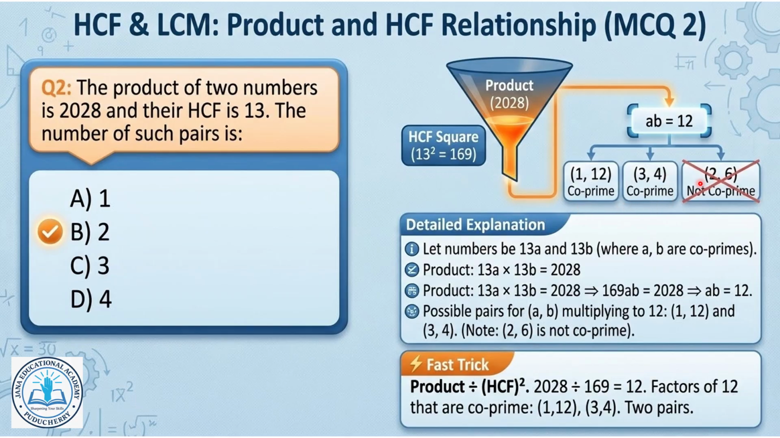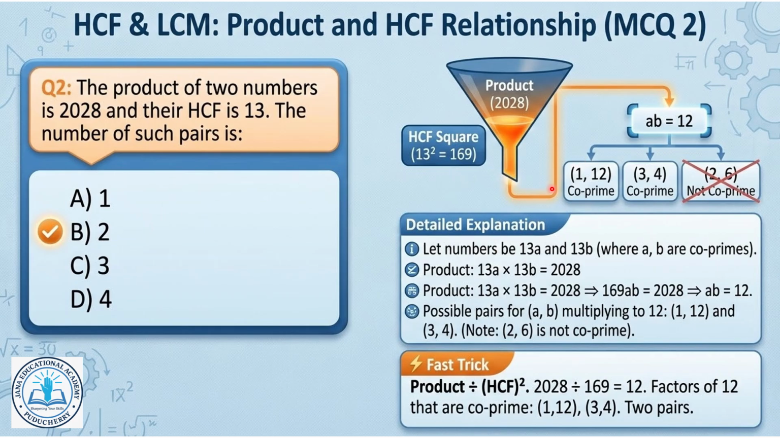Now we see here 2 comma 6. 2 comma 6 can be reduced to 1 comma 3, because it is divisible by 2 also, and 1 also. So this is not co-prime. So the co-prime options are 1 comma 12 or 3 comma 4. So you have to take these two options. So the number of such pairs is 2. The answer is 2 here.